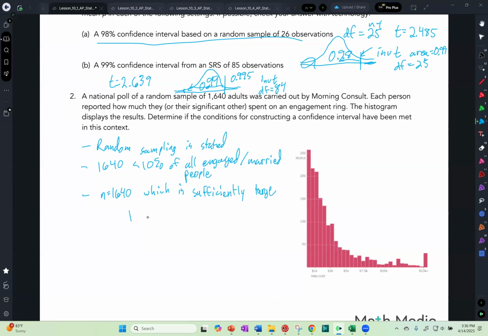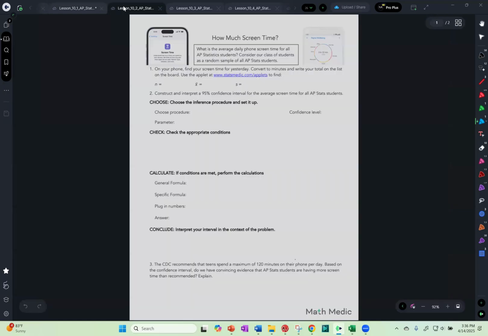Large to satisfy the central limit theorem. All right, there's the end of that. Hopefully that makes sense. Again, checking conditions: random, 10% if sampling without replacement, and we need a sampling distribution that is approximately normal. We now have that with the central limit theorem.